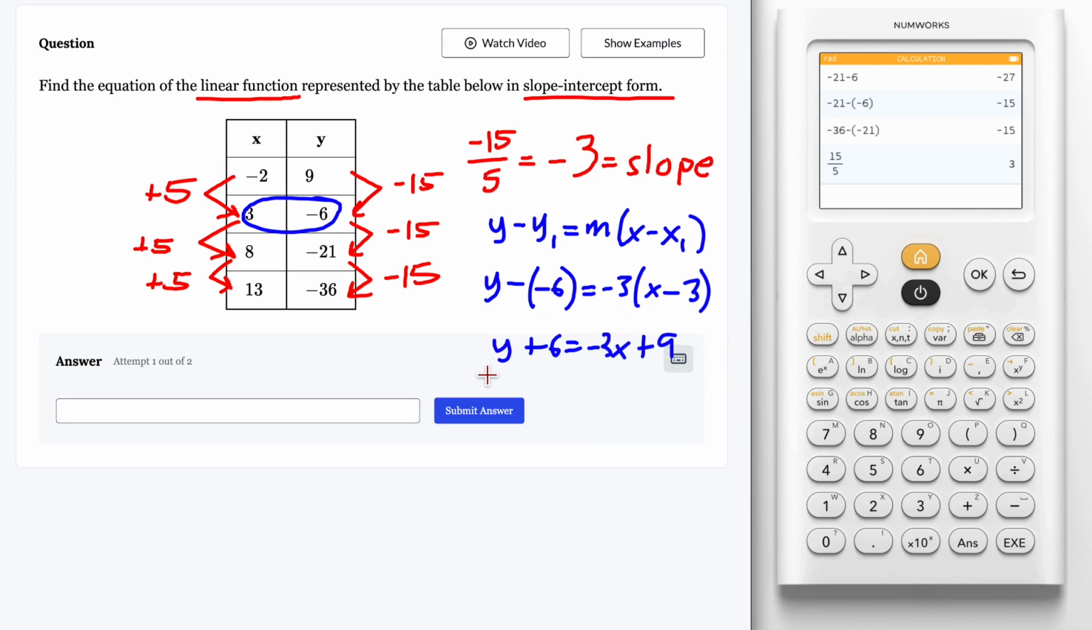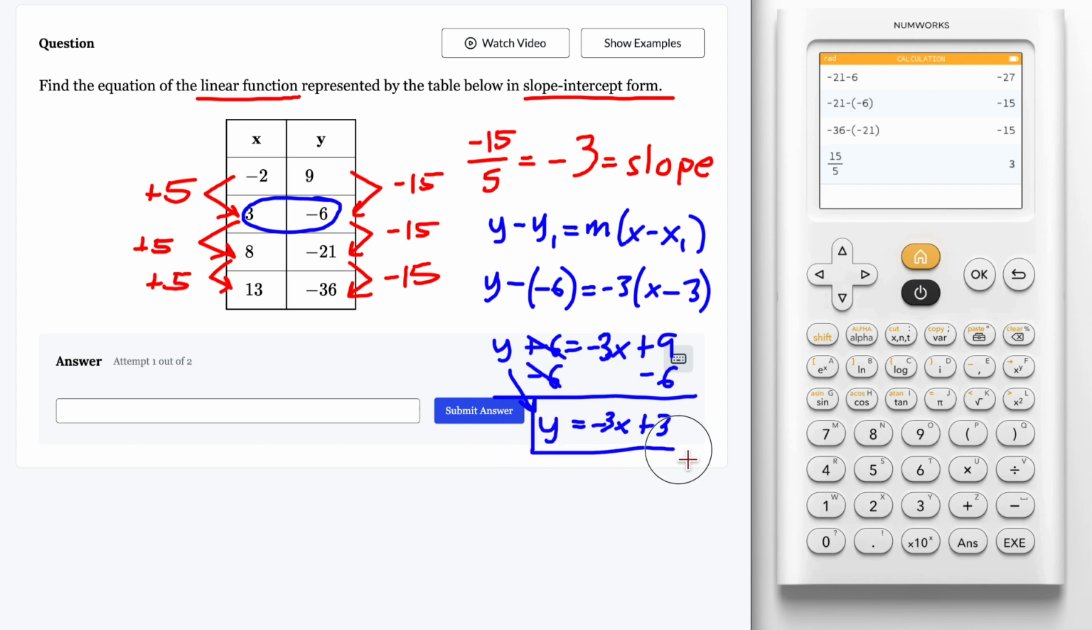Now all that I need to do in order to get this into slope-intercept form is solve for y. So I'm just going to subtract 6 from both sides. So now I'll carry my y down. So I've got y equals -3x plus 3. So 9 minus 6 is 3. And my 6 and my -6 here cancel. So y equals -3x plus 3.